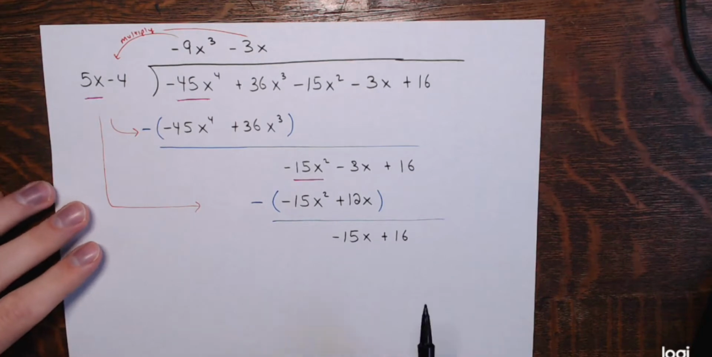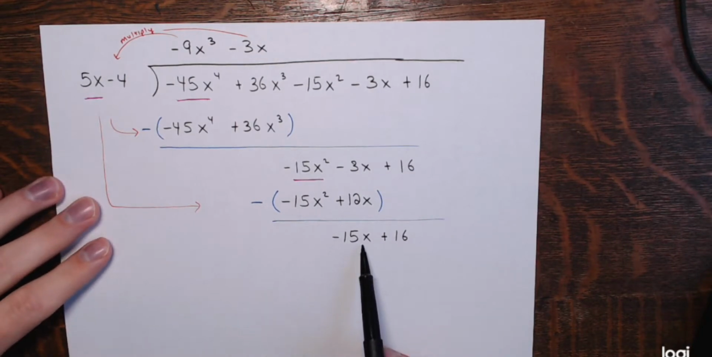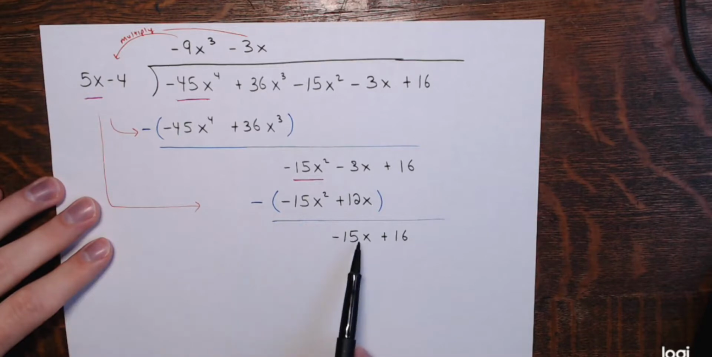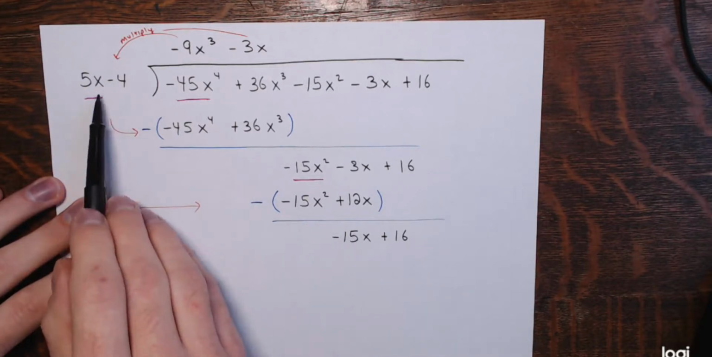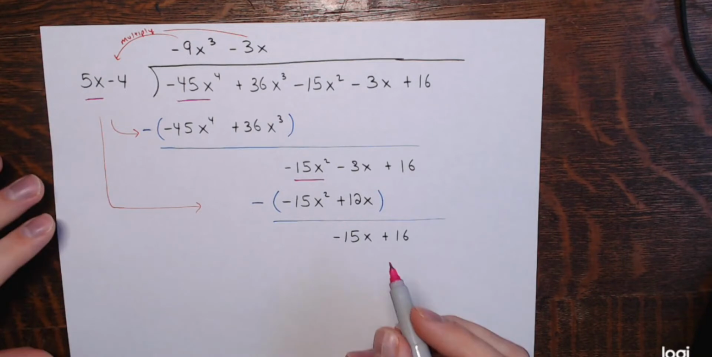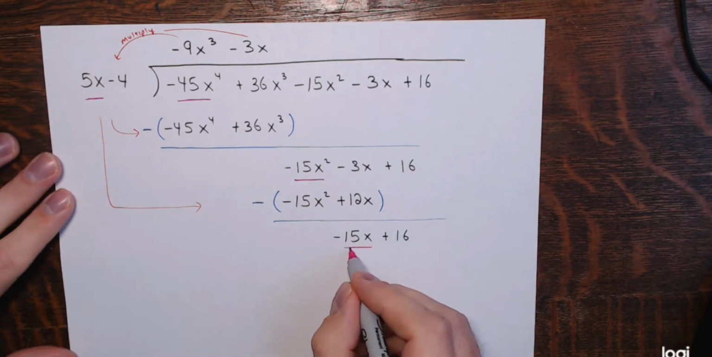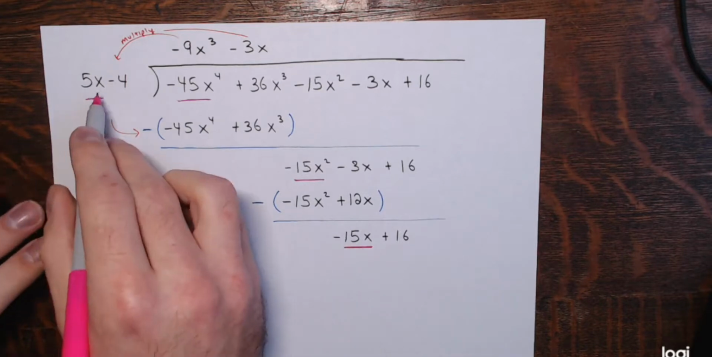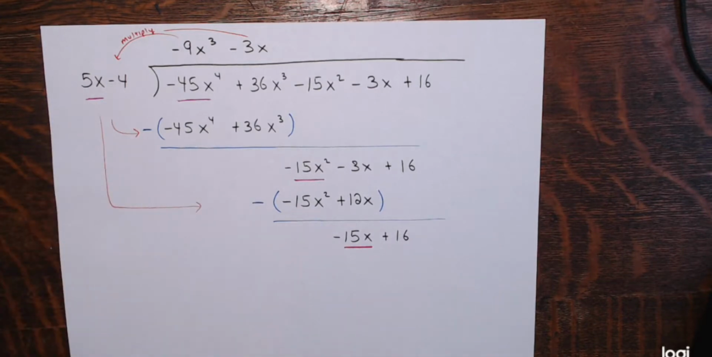Okay. So now, this polynomial here after subtraction has degree 1. The divisor has degree 1. So I'm not done yet. This degree after subtraction is not less than the degree of the divisor. So I see one more step of this, one more iteration of this. So let's do that again. Divide the lead terms. Negative 15x divided by 5x would be negative 3.